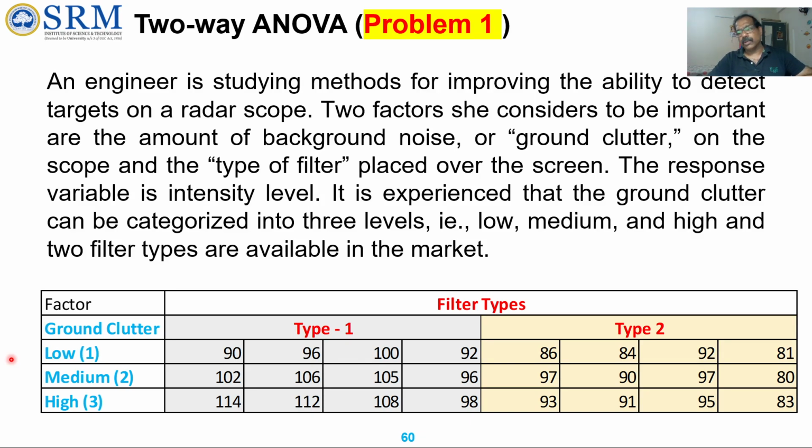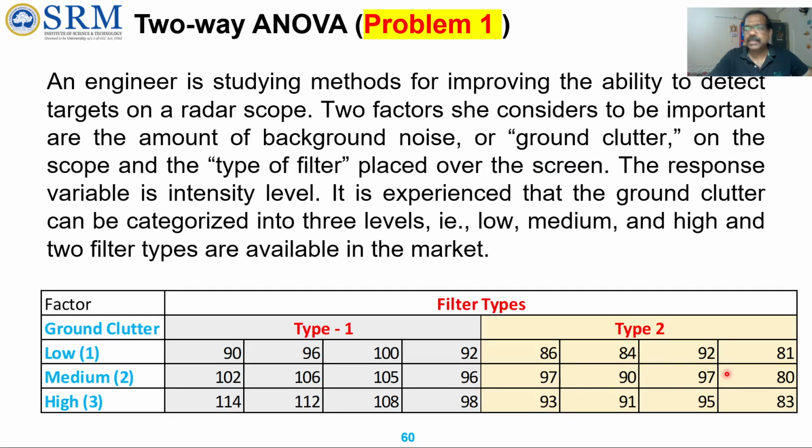So it's a two-way ANOVA problem. Why is it a two-way ANOVA problem? Two factors are there, and those two factors are independent. What is the dependent variable? Here, the noise level. All these values are noise level. The first factor, ground clutter, has three levels: level 1, 2, 3. Filter has two types, type 1 and type 2. So we made the table in this way. Okay.